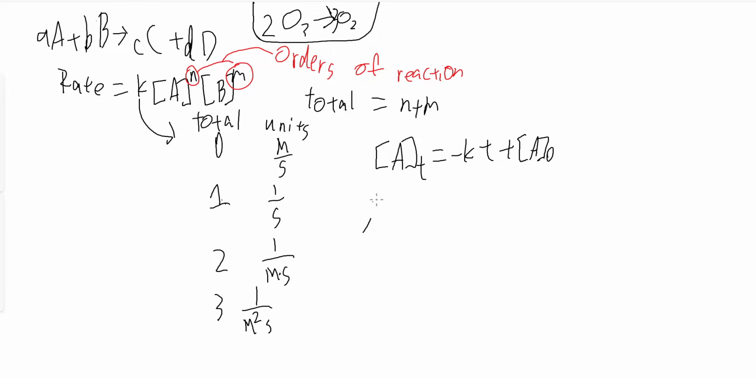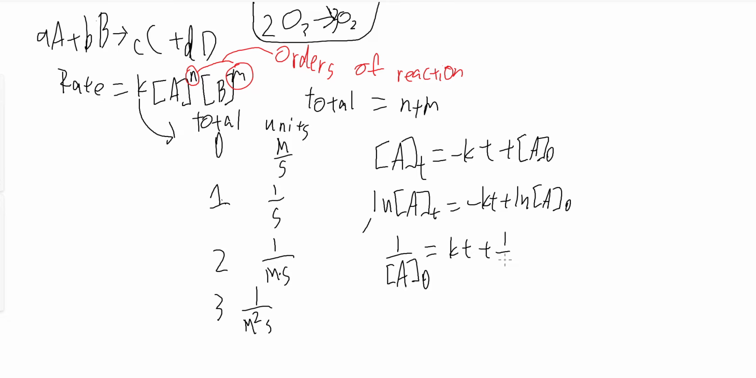For the first order reaction, we have the natural log of A at time t is equal to negative kt plus the natural log of A at time 0. And our second order reaction is 1 over A at time t is equal to kt plus 1 over A at time 0. And these are all the integrated rate laws that you need to know for the AP exam.